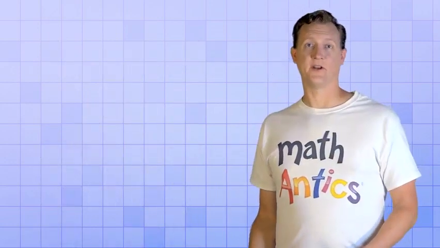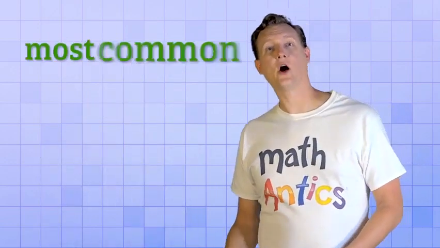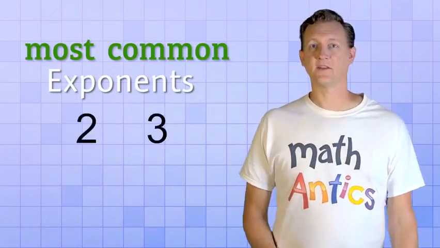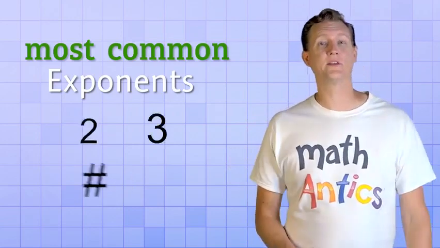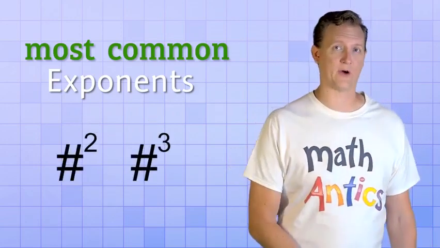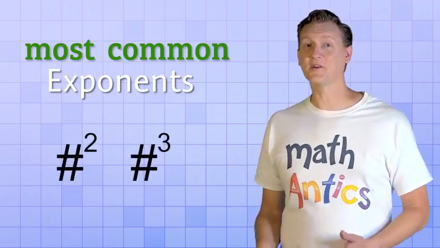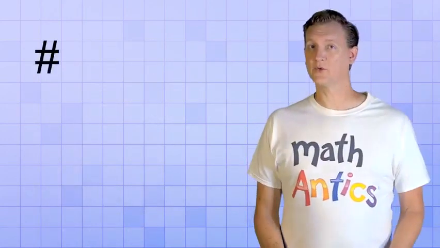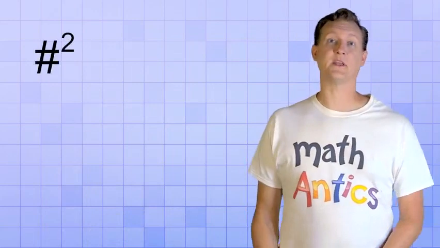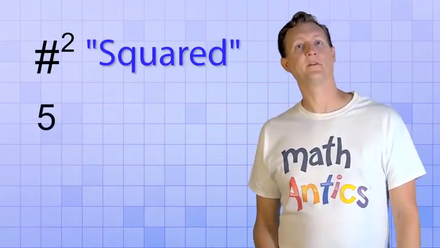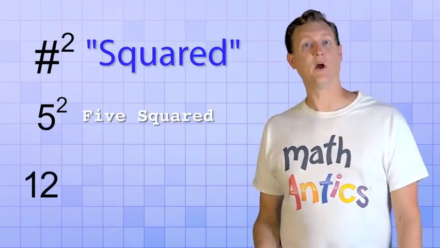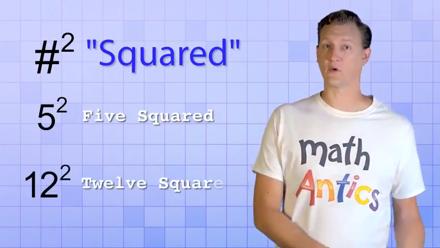In the last part of this video, I want to focus on the two most common exponents you'll encounter, which are 2 and 3. That is, you'll very often see a number raised to the second power or to the third power. In fact, those exponents are so common that they even have special names. When a number is raised to the second power, we say it's being squared. So 5 to the second power is also referred to as 5 squared. And 12 to the second power would be 12 squared.